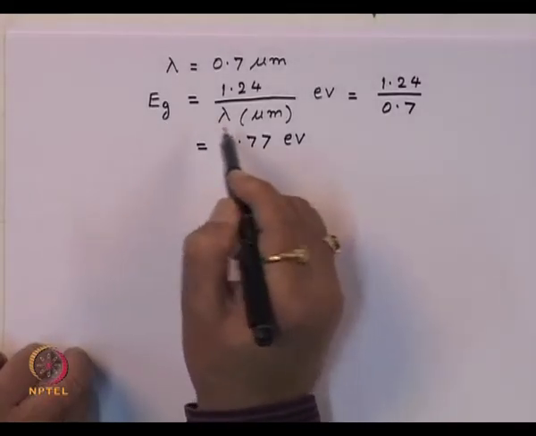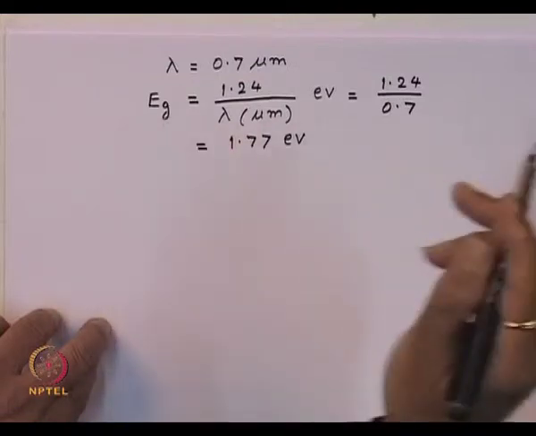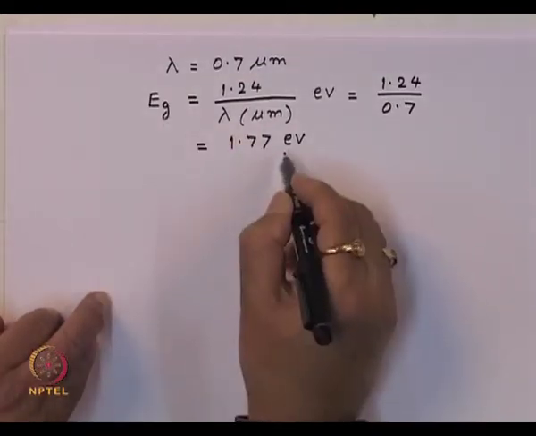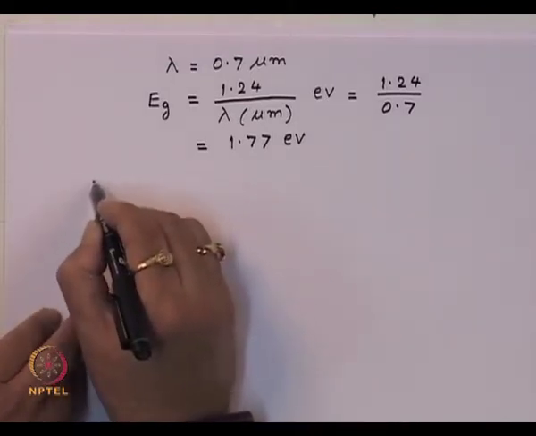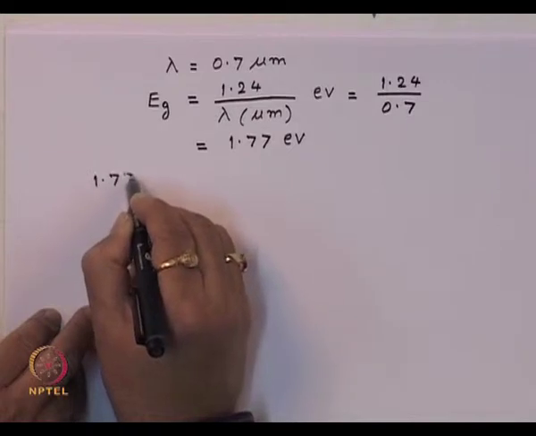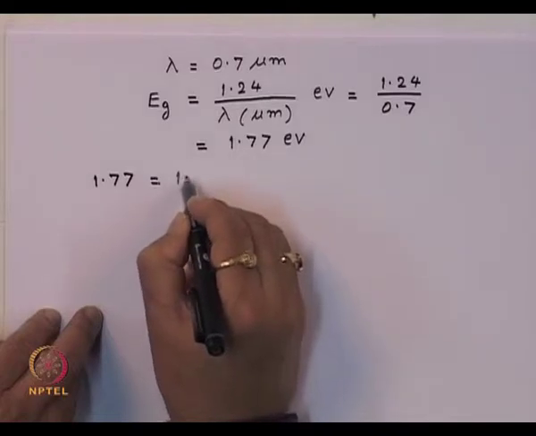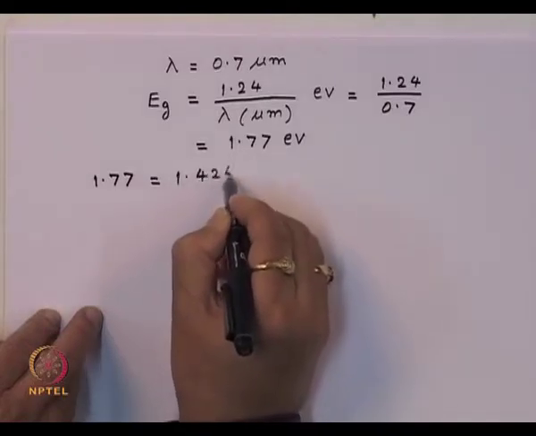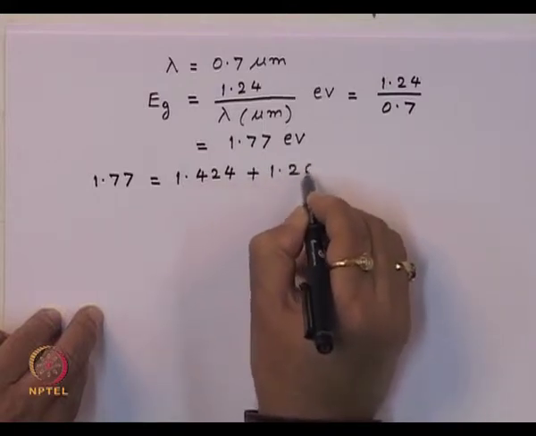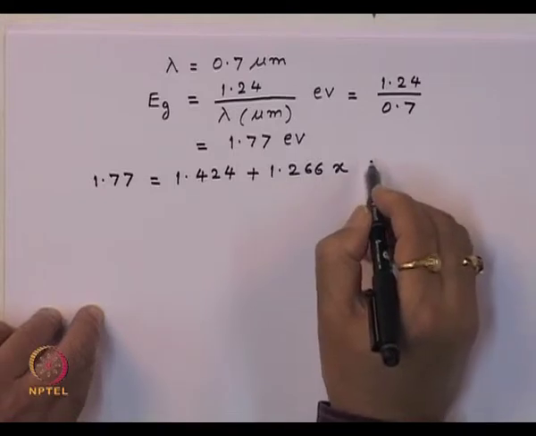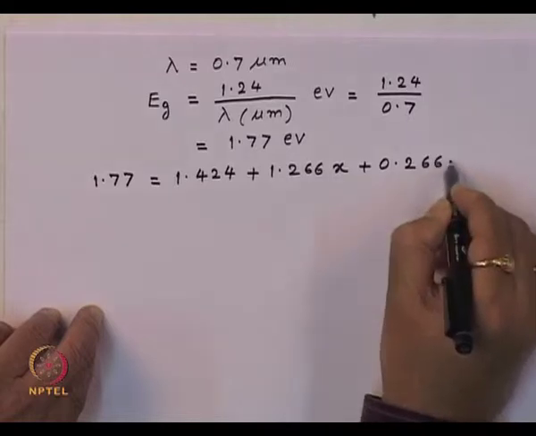Once we get the band gap energy, then the problem is very simple. We substitute this in the expression which is given there, and then we find out the corresponding value of x. So, that becomes simple algebra. So, then we have here 1.77, that is Eg, that is equal to 1.424 plus 1.266 x plus 0.266 x square.